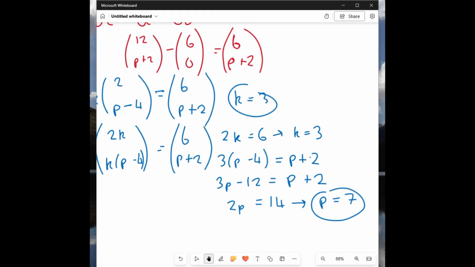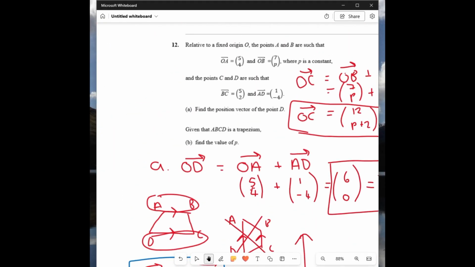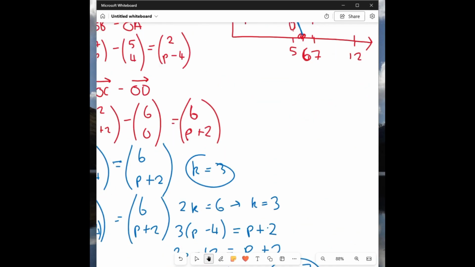Right, I can't remember what the question asked me, so let's go back and check. Oh, find the value of p. So we get p as 7.